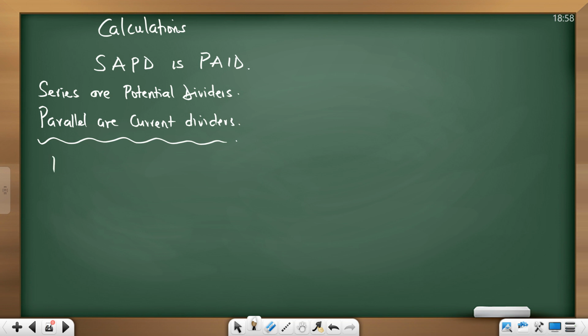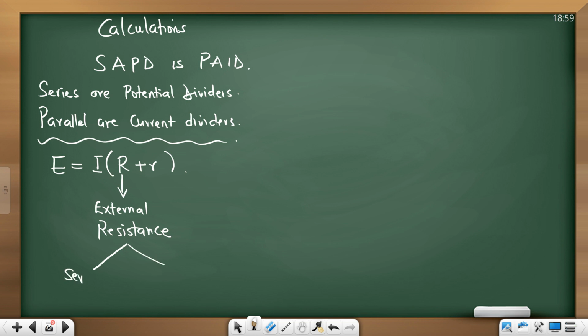I bring in this formula: EMF equals V, I into bracket R plus r. What is this capital R? Not just resistance, external resistance. And we know external resistance can be connected in series and parallel, and it's important to know how to work around series and parallel connections. While the small r is called internal resistance.